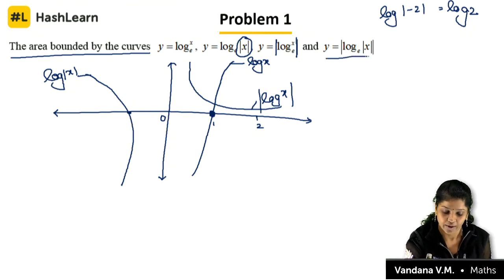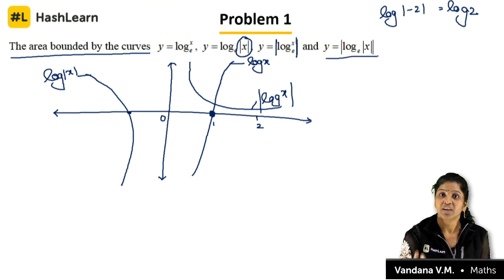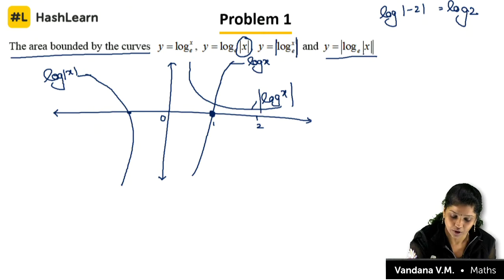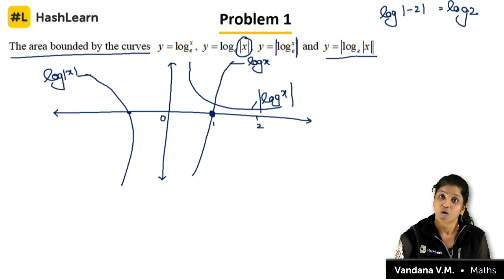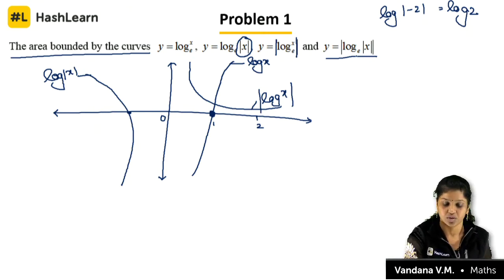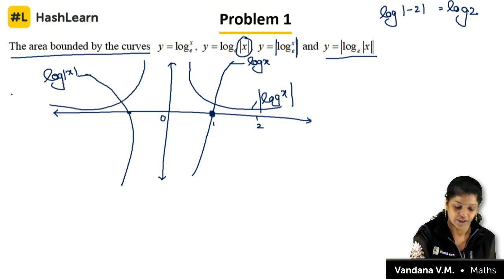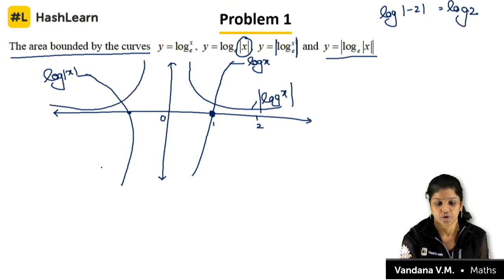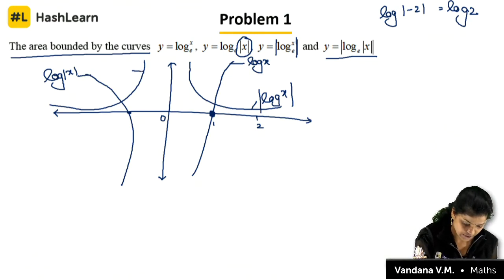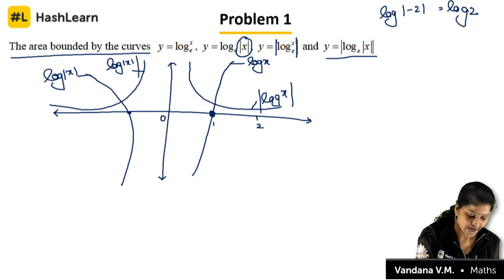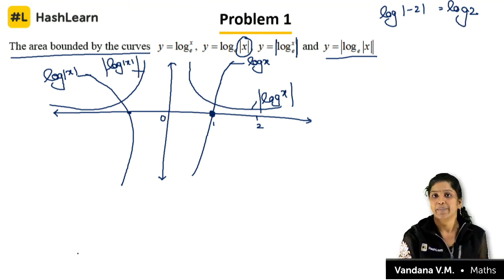Next, the fourth one. Whatever input you are taking, for that also modulus, and whatever output you are going to get, for that also modulus. That means you can take the values for the negative also and for the positive also. So this is the graph of log mod x and mod x. I hope I am clear.